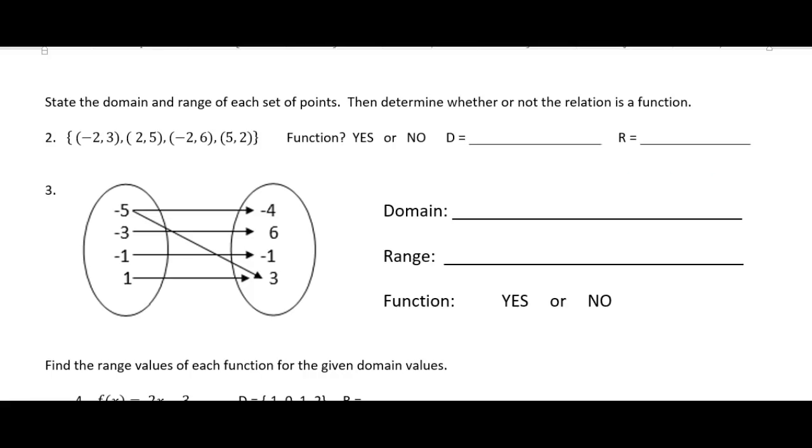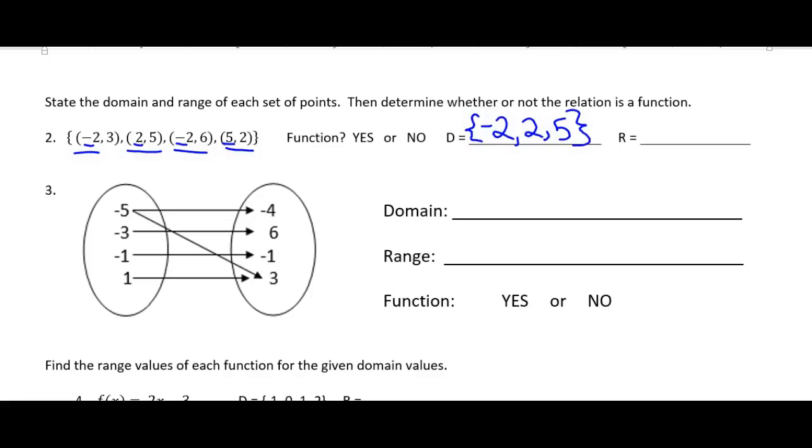Alright, 2 more similar problems to that. We have number 2, it gives us 4 ordered pairs and just asks us, is it a function, yes or no, and what is the domain and range? So let's start with domain. Remember, domain is just our x values. So -2, 2, -2, 5. So our domain is -2. We don't need to list that twice. 2 and 5. There's only 3 different values.